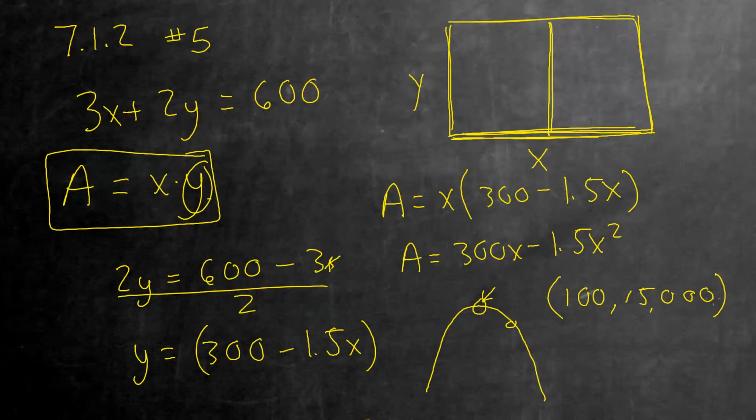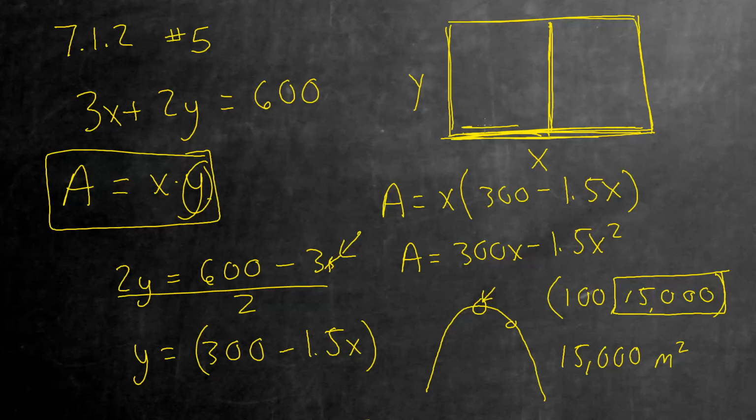What is the maximum area he can enclose? When I have an x value of 100, he can enclose an area of 15,000, and in this case it would be meters squared. Had it asked for the dimensions, I could have put the 100 for x back in here, solve for y. Had it asked for the dimensions of each pen, I could have divided x by 2 and found this length with my y. But in this case, I just need the area equals 15,000 meters squared.